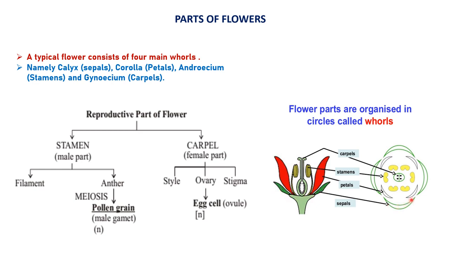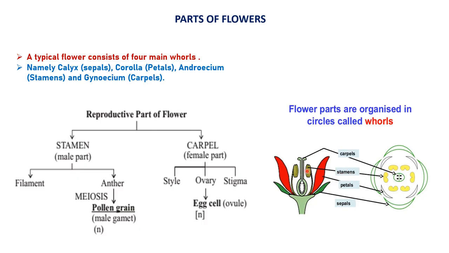You can see this whorl, 1 2 3 4. Whorl means one whole round, right? So this is called the sepal, and inside the sepal you can see the petals, right? These are colorful petals to attract insects for pollination, right? So this is the second whorl, and the third whorl is the stamen.